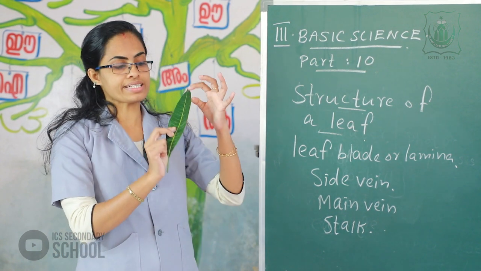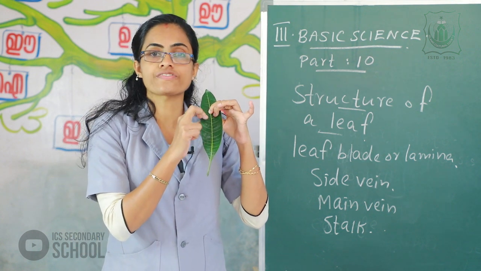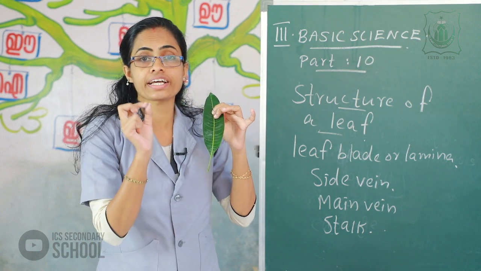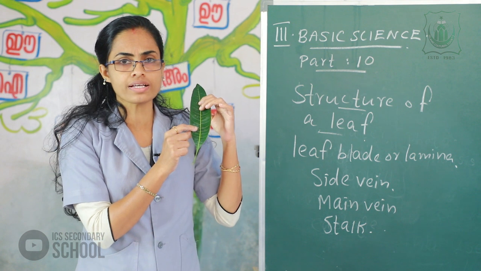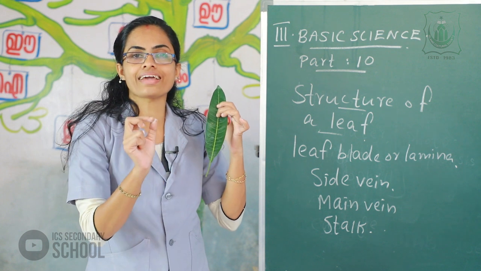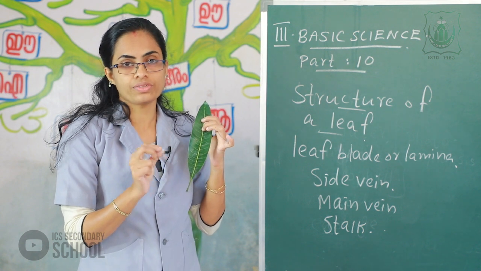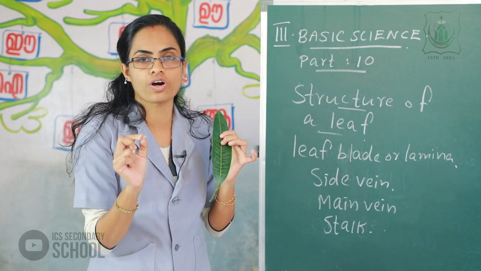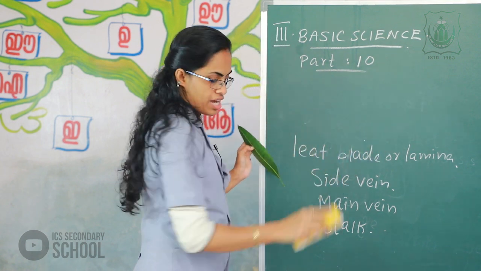Please listen here. Leaves contain tiny openings called stomata. Please look at this. Can you see the tiny openings? Yes or no? No. You can see them only with a microscope. You cannot see them with your naked eye. The leaf contains tiny openings called stomata.